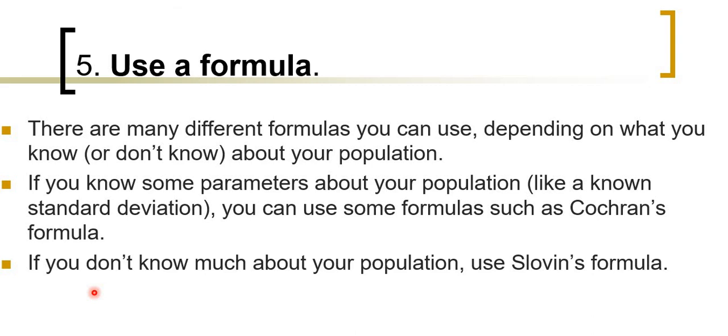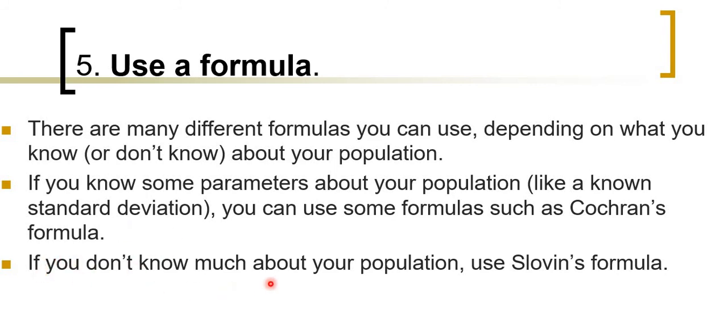Previously, we had some general tips on finding the sample size and also using the internet to our advantage to look for the sample size. The last of these general tips would be to use a formula. There are many different formulas you can use depending on what you know or do not know about your population. If you know some parameters about your population, like a known standard deviation, you can use formulas such as Cochran's formula. However, the things we would need for Cochran's formula are not yet discussed in our class, so we cannot show Cochran's formula yet.